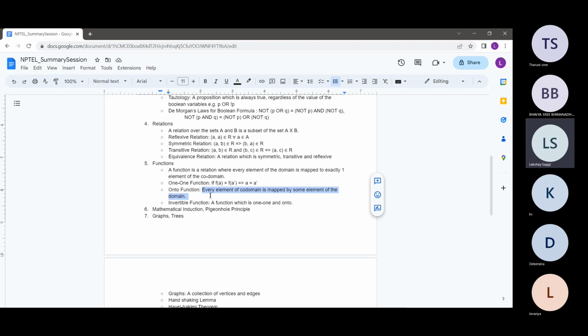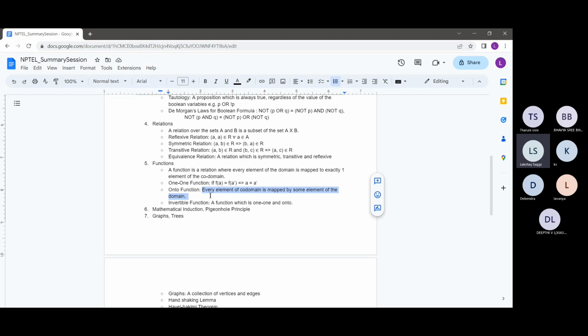Like pre-image is just a mapping onto the domain, right? So a function is an onto function if every element of the codomain has a pre-image, or like it is mapped by some element of the domain. So note that, don't get confused with the definitions, just keep these intuitive ideas in mind: for a relation to be a function, every element of the domain should have exactly one mapping onto the codomain, right? But every element of the codomain need not have a mapping in the domain.